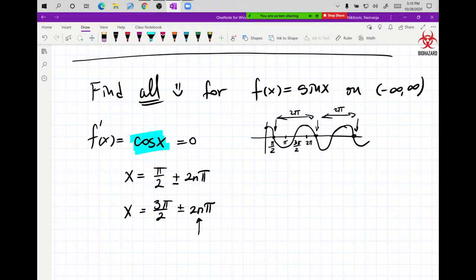So for this root over here, n is 0. For this root over here, n is 1. For this root over here, n is 2.